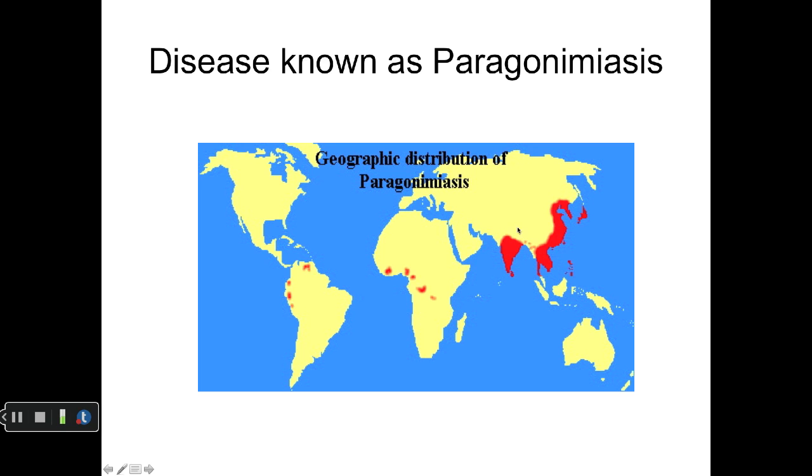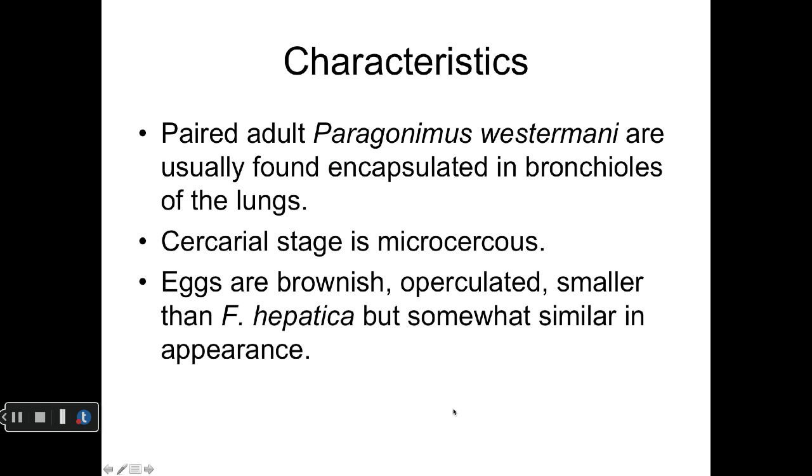In the next slide, you can see the geographic distribution. So this is known as the Oriental lung fluke. And so it does have a higher prevalence in the Orient. And you can see both India and sort of Southeast Asia are areas where there are still quite a lot of infection. There are some other foci in Africa and even over here in South America.